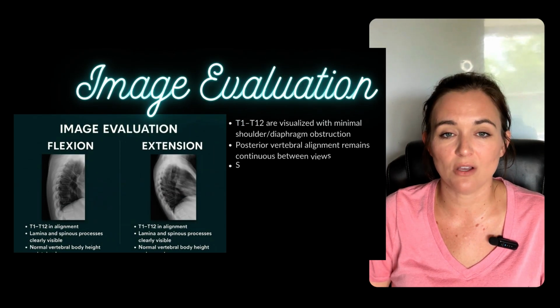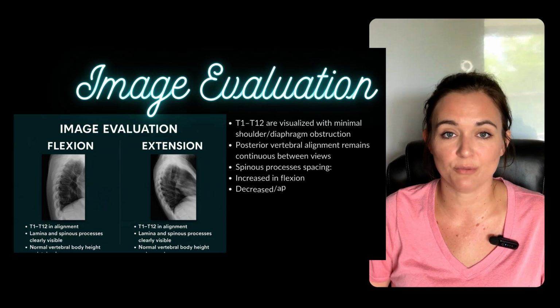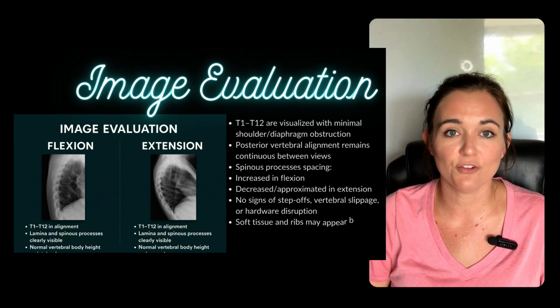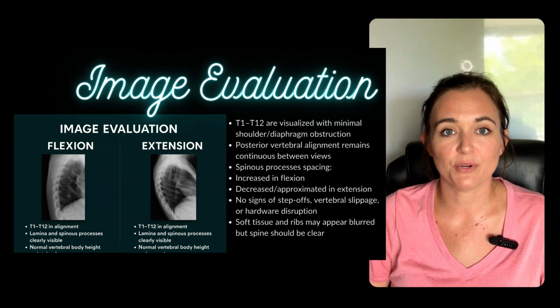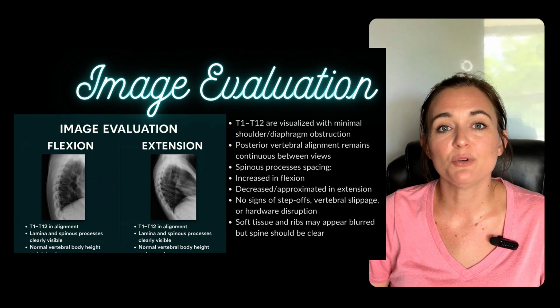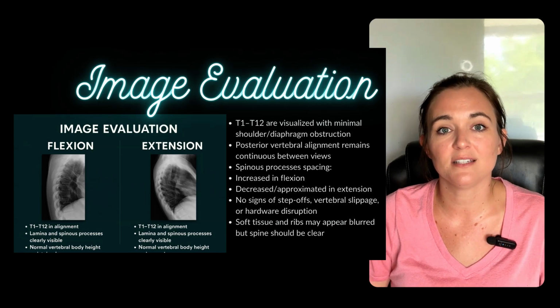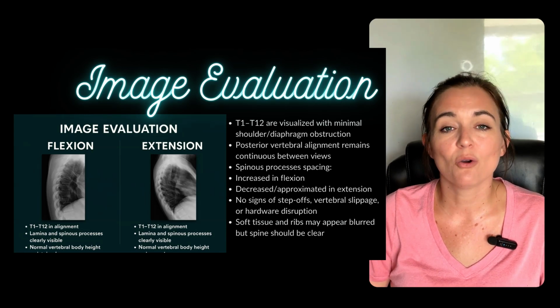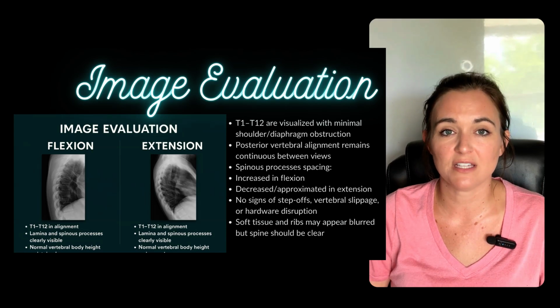T1 through T12, all thoracic vertebrae, should be visualized. Look for any angular movement between vertebrae. Spinous processes and lamina should stay aligned. The vertebral bodies should maintain their height and shape. Check for step-off, wedging, or hardware movement if they've had surgery.